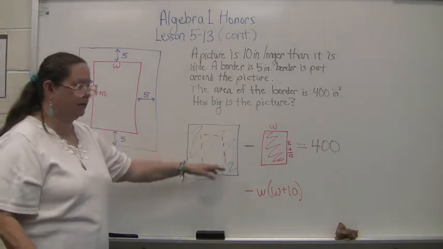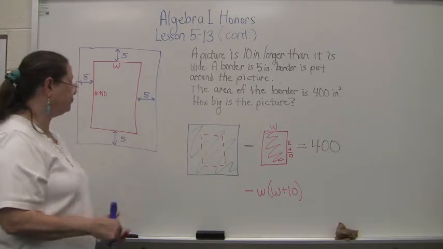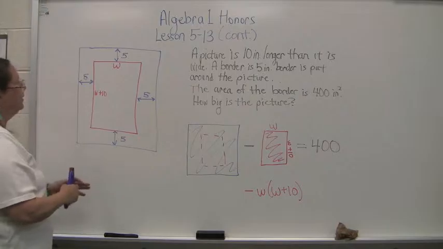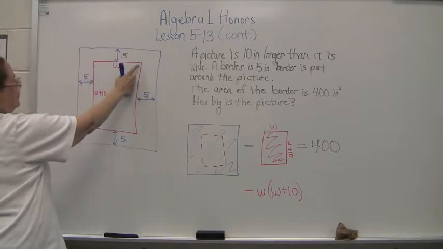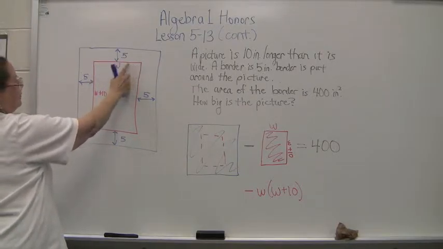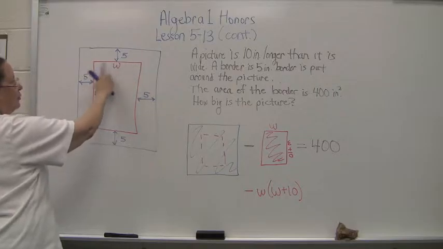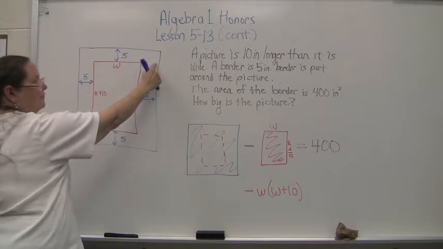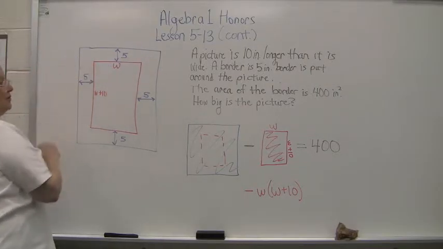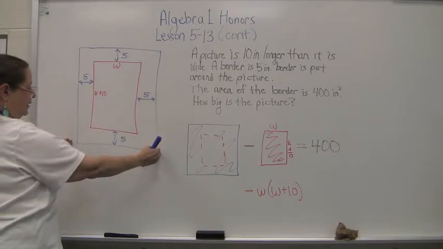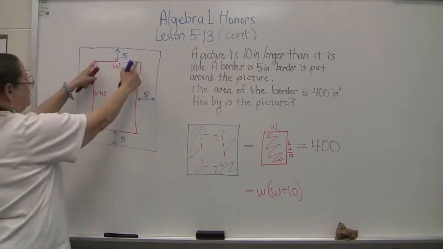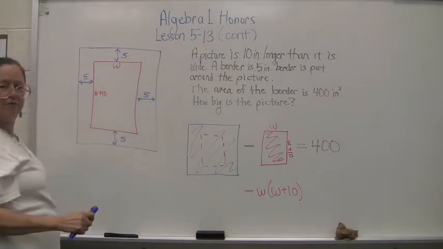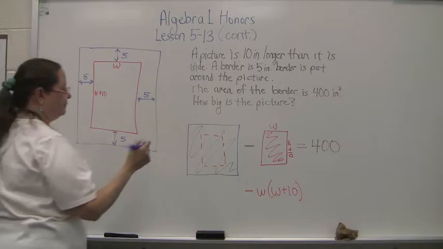Now, how do we find the area of the blue rectangle? Well, we have to come back over here and look. From here to here, the width of the red rectangle is W. So from this red corner to this red corner is W. Plus, I'm going to add another 5 inches here and another 5 inches there. So the width of my blue rectangle is going to be W plus 5 plus 5, which is W plus 10.